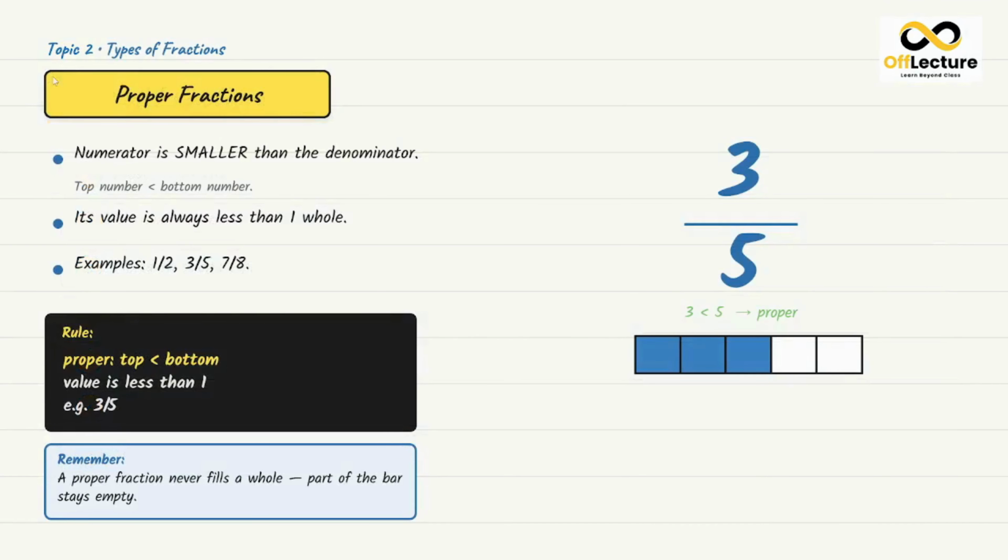The first one is proper fraction. What is a proper fraction? A proper fraction is one where the numerator is smaller than the denominator. A simple one-line definition: if the numerator is smaller than the denominator, then it will be known as a proper fraction. The top number should be less than the bottom number, and the same is mentioned here. Its value will always be less than 1 whole.